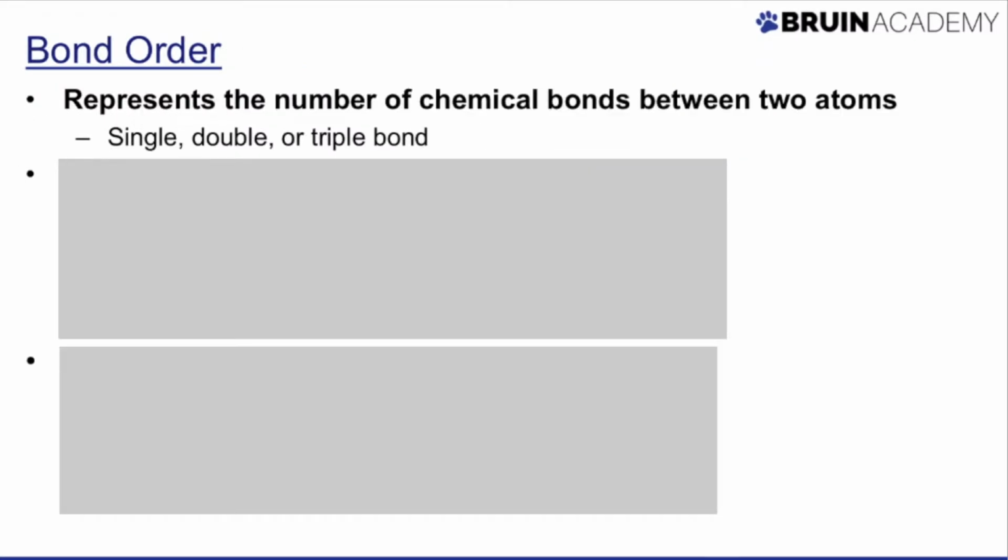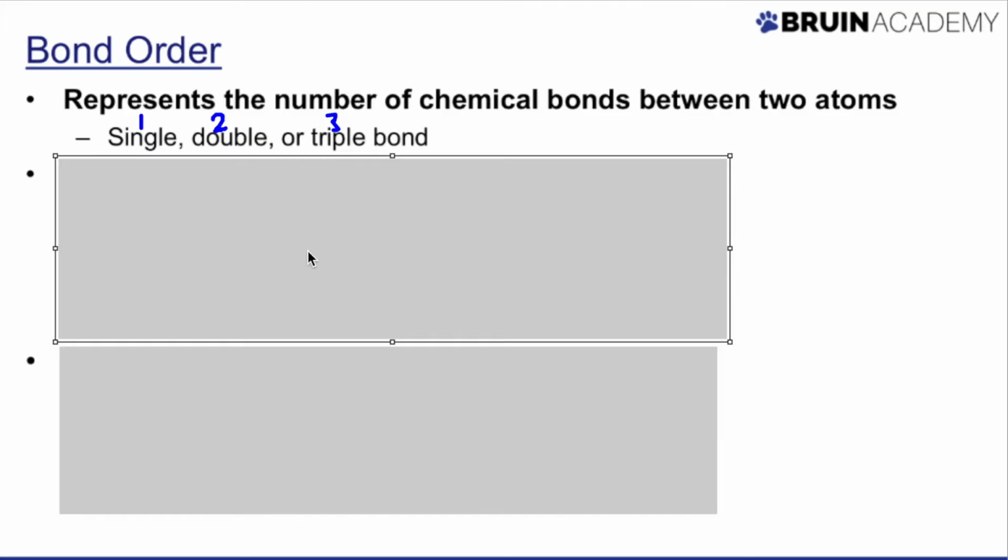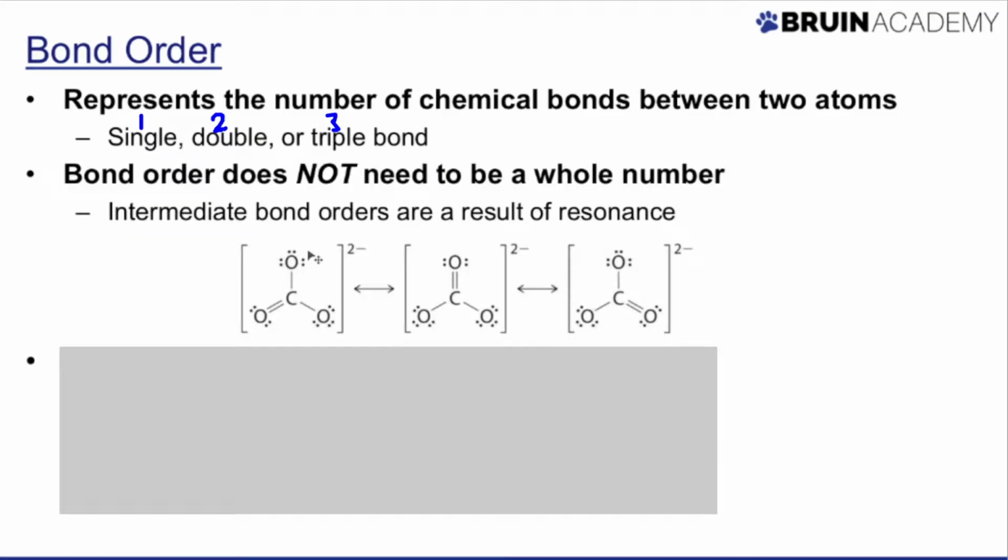The other thing you need to know is how to calculate bond order. And bond order represents basically the number of bonds between two atoms. And so if bond order is equal to 1, you have a single bond. If bond order is equal to 2, you have a double bond. And if bond order is 3, you have a triple bond. Turns out that bond order doesn't have to be a whole number. It can actually be a decimal. So it can be 1.5, 2.5, etc.